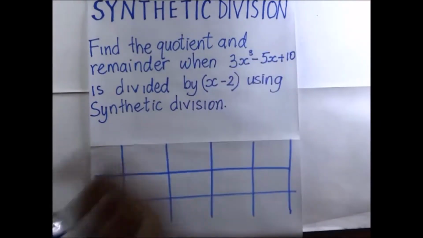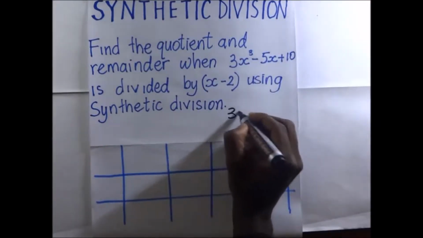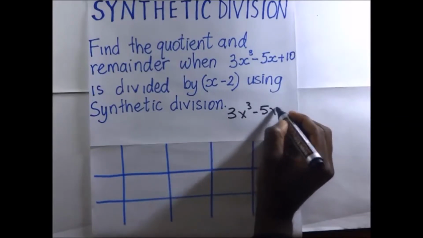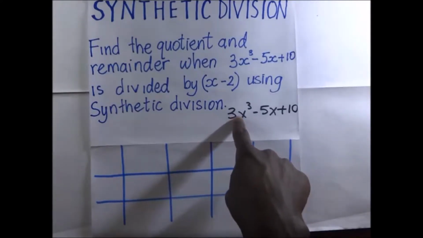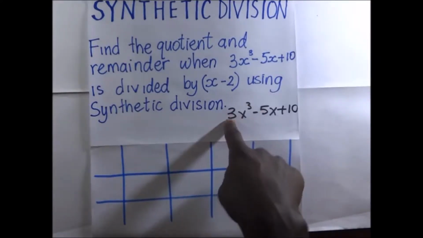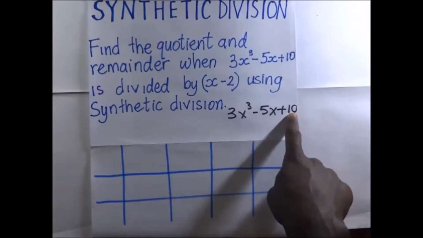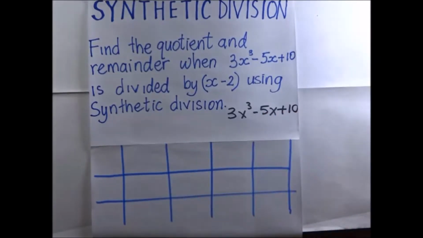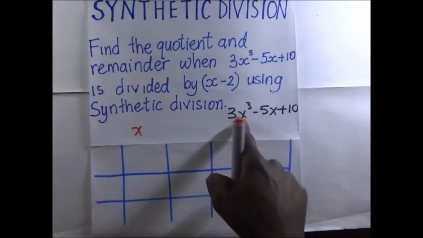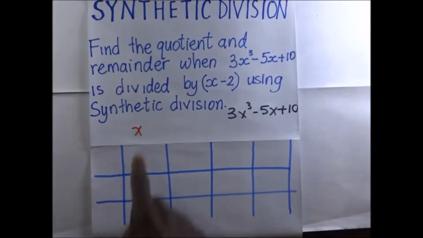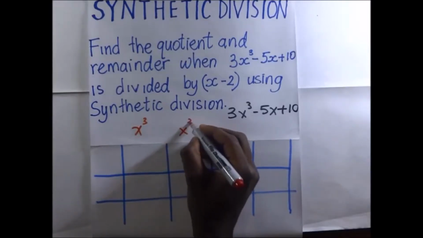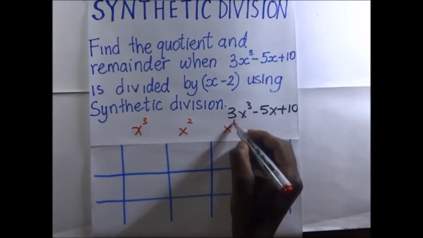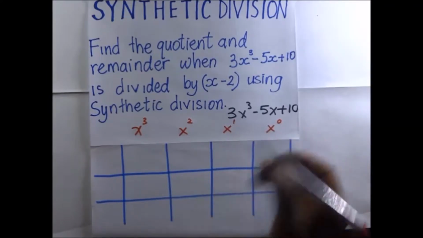So the polynomial in question is 3x cubed. So now if you look at that coefficient, we are having x to the power 3. We have coefficients 3, negative 5, and 10. So now we are going to group this in this way. We shall put here the coefficients of x. Our highest power is 3. So we put here the coefficients of x to the power 3, x to the power 2, x to the power 1, x to the power 0.